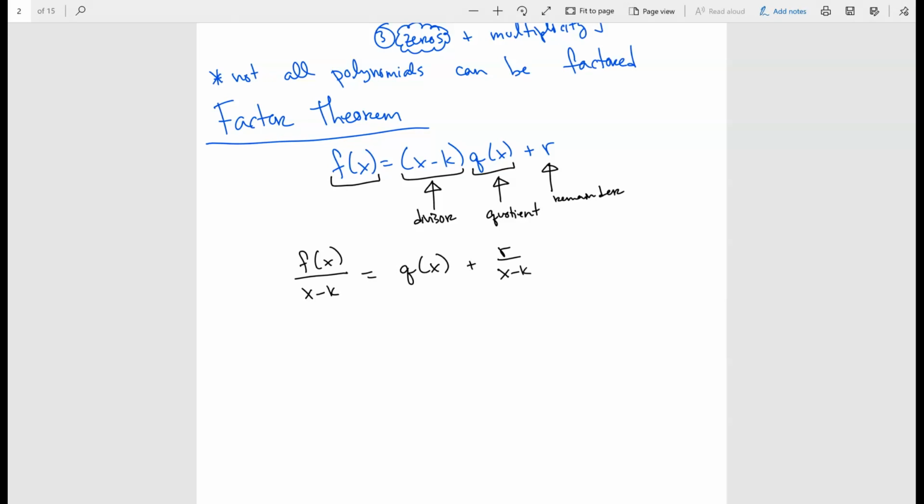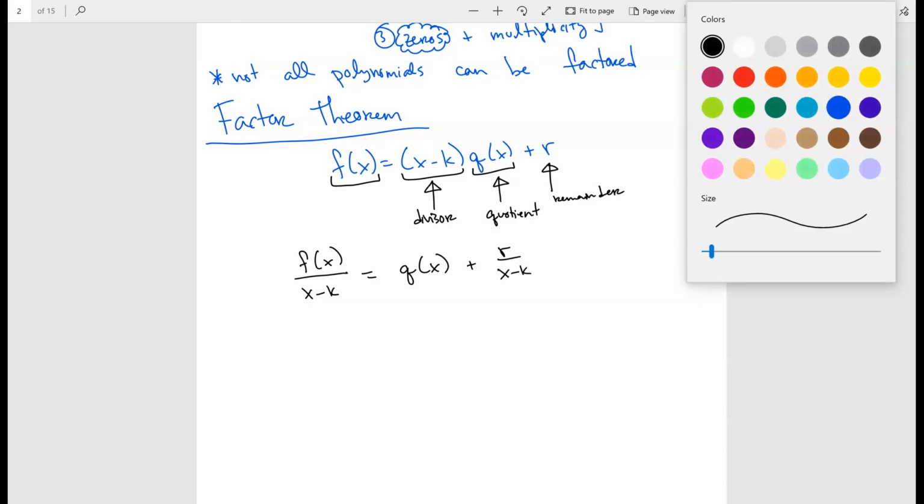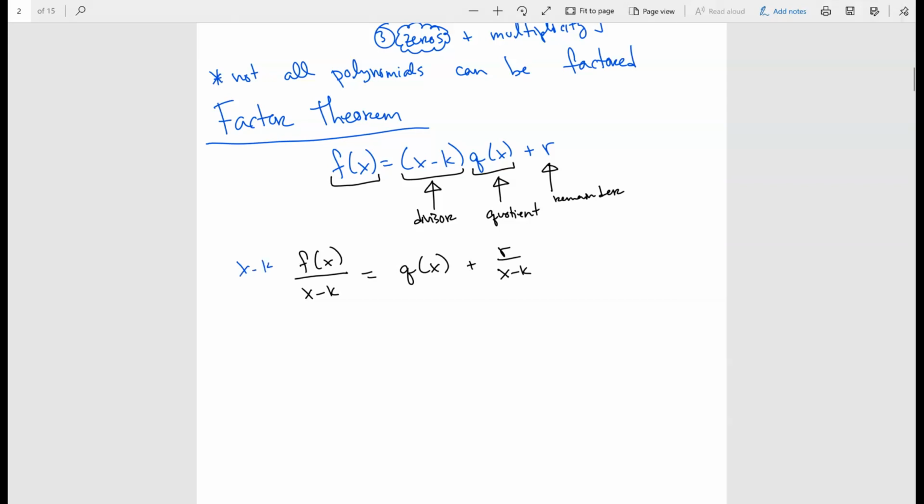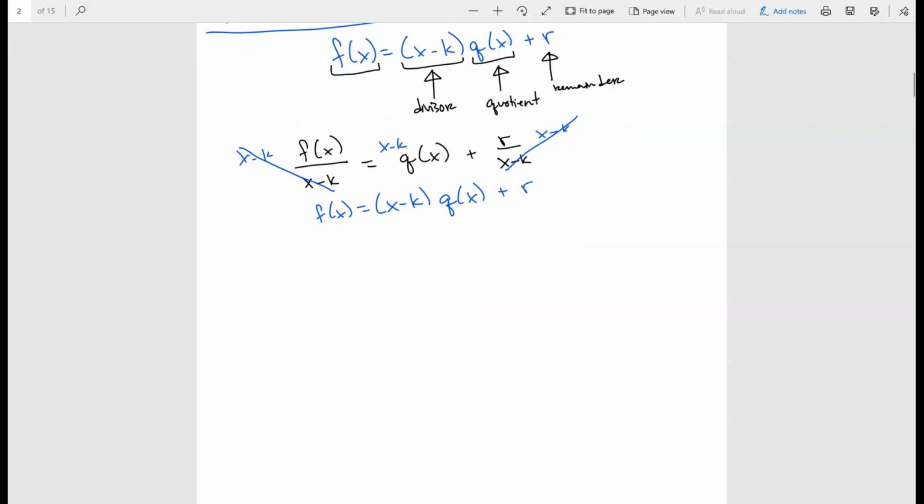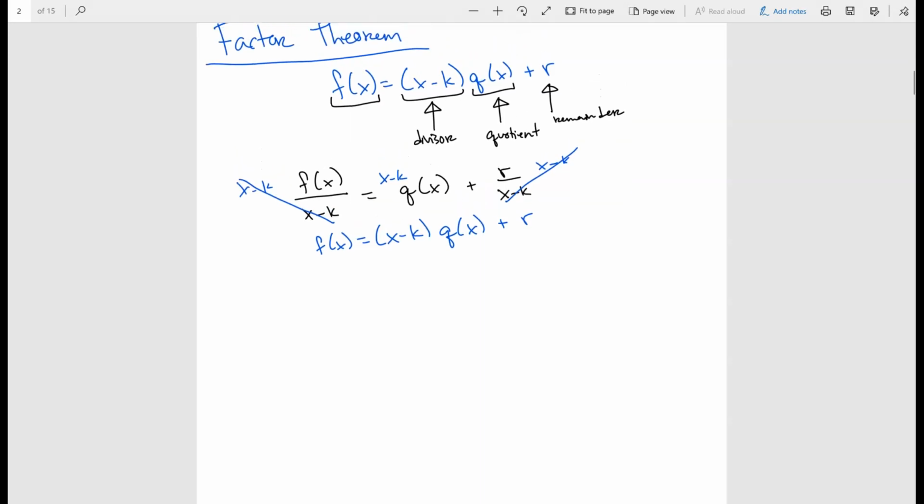The way that we get from the black part to the blue part is that we multiply every single term by x minus k. You can see that these cancel each other out, and I'm left with f of x equals x minus k times the quotient, plus r. So you see this part. One of the cool things is that we know we can rewrite any function like this.